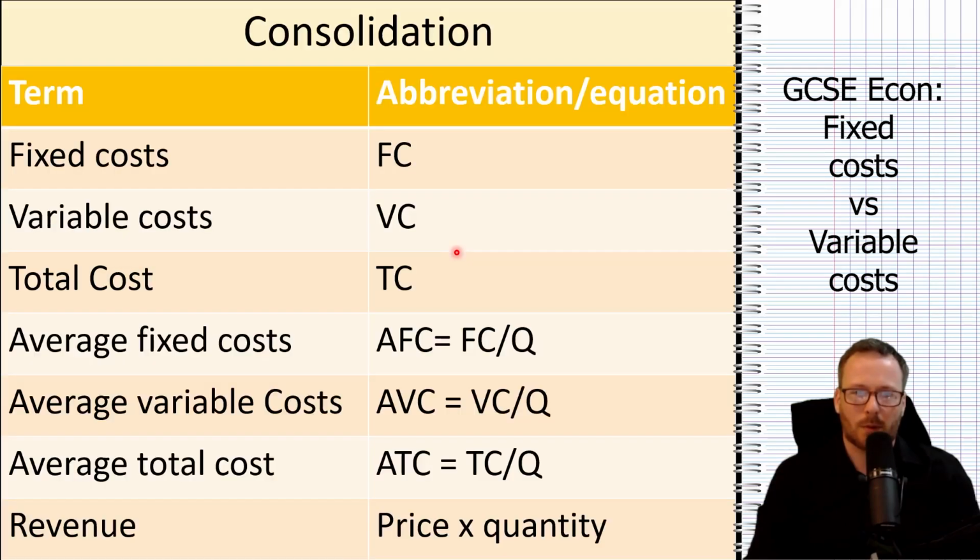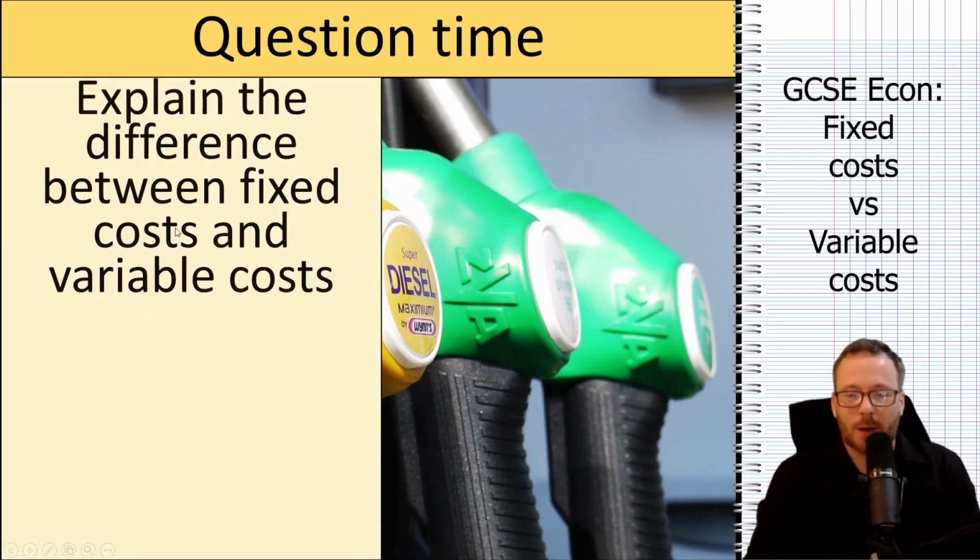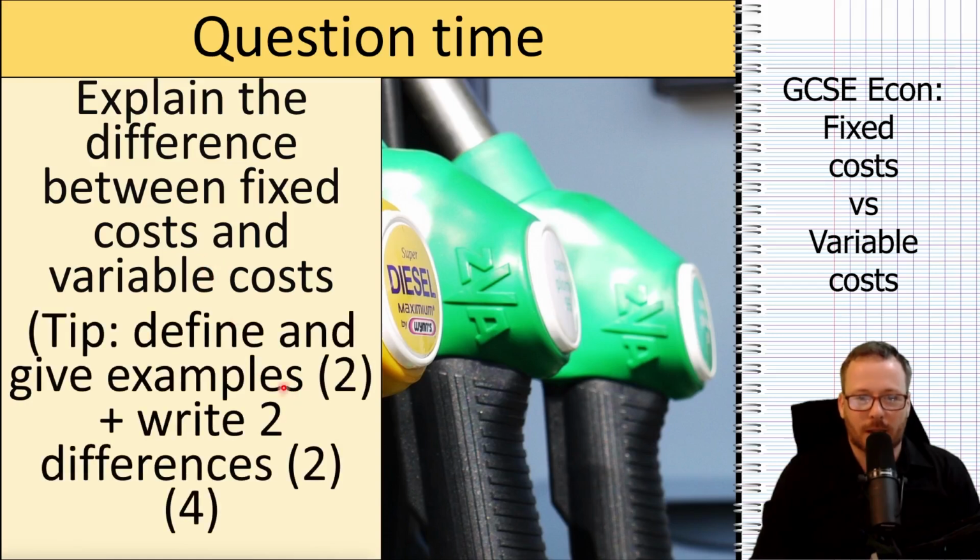All right, moving forward. This is just the consolidation of all the equations that we've learned today. Okay, so now we have a real exam question, which is: explain the difference between fixed costs and variable costs. I'm going to give you a tip for this. It's a 4-mark question, okay? So I want you to define and give examples of each one. That'll get you 2 marks. And then I want you to write 2 differences you can think of. That'll get you another 2 marks.